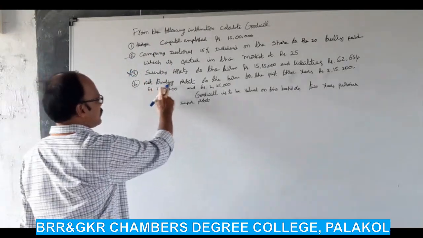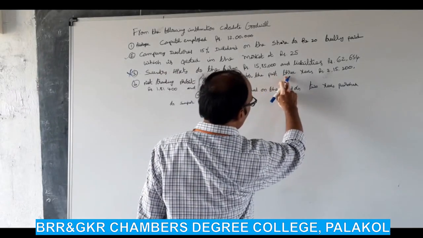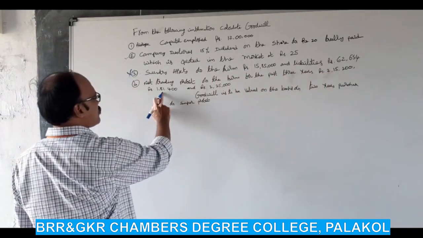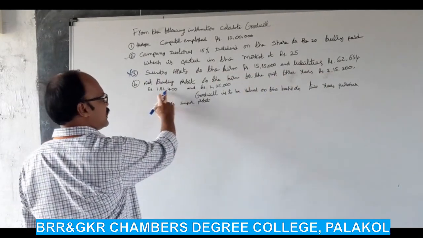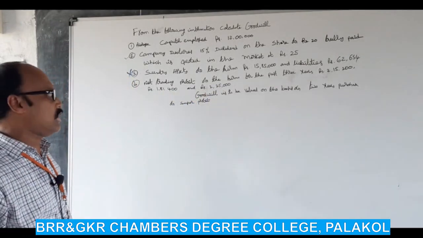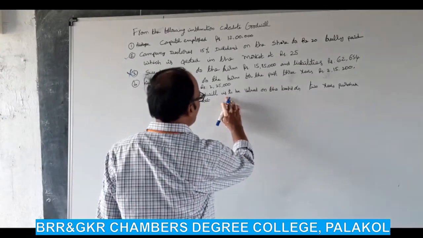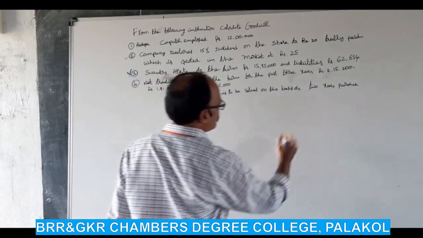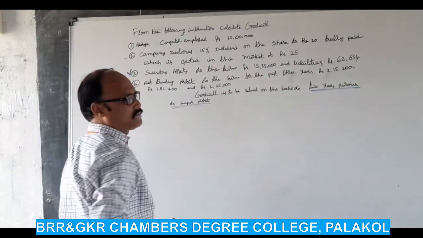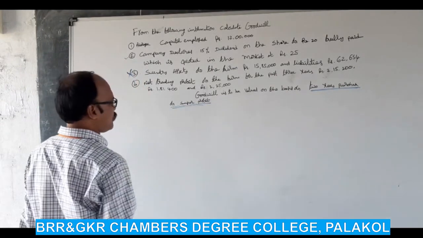Next, net trading profit of the firm for the past 3 years: rupees 2,15,200 first year, rupees 1,81,000 second year, and rupees 2,25,000 third year. So these are all the profits for 3 years. Look at that: goodwill is to be valued on the basis of 2 years purchases of super profits. Then look at the board.